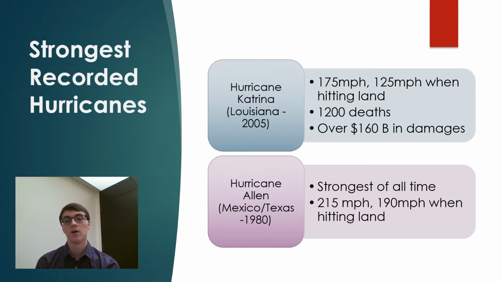Hurricane Allen, meanwhile, is known to be the strongest hurricane of all time. It happened in 1980, and it was Mexico and Texas that got hit. And it had wind speeds of 215 miles per hour while it was still in the ocean or the Gulf. And when it hit land, it maintained 190 mile per hour winds.